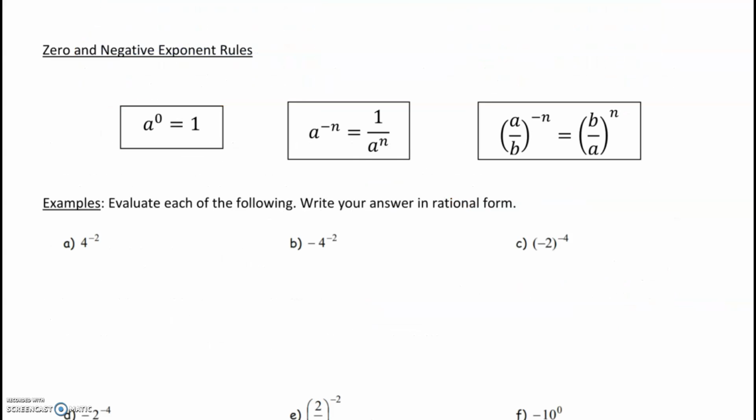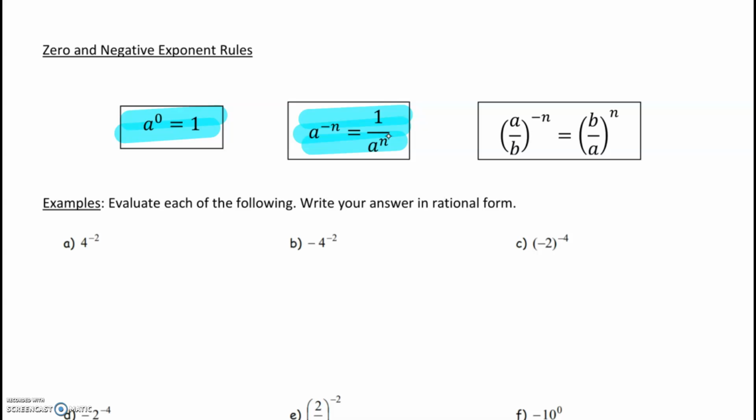Okay, this is what we discovered, and these are the rules that we're going to be using. This we already knew, a to the 0 equals 1. This is new to us. We know that now a to the negative n, to solve it, all we do is put it over 1, and we have a to the positive n.